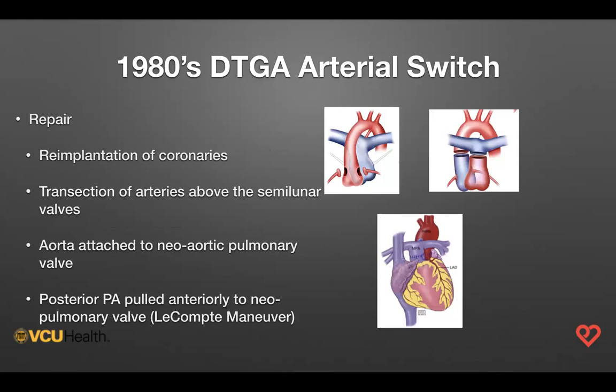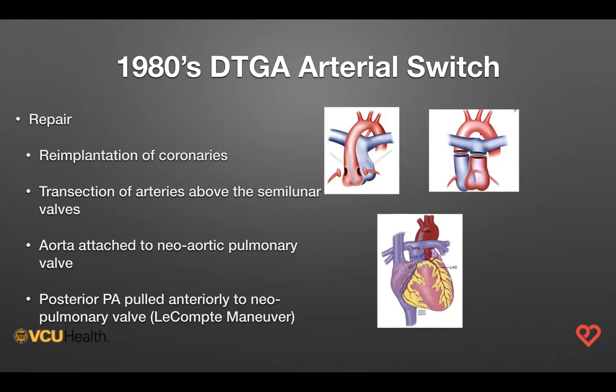So in the 1980s, we were able to progress to the arterial switch procedure, and this has been revolutionary in the care of these patients. Basically, we are reattaching the pulmonary vasculature to the RV, and we're reattaching the aorta to the left ventricle.